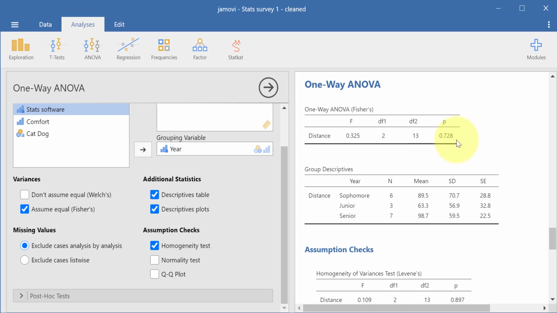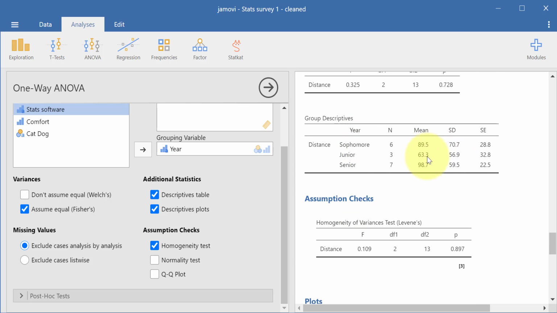So since this is so likely that they came from the exact same ones, right? If we think about our null hypothesis, it is that these 3 groups are the same. We cannot reject the null hypothesis because our probability is pretty high. And we can see this in our group statistics, right?